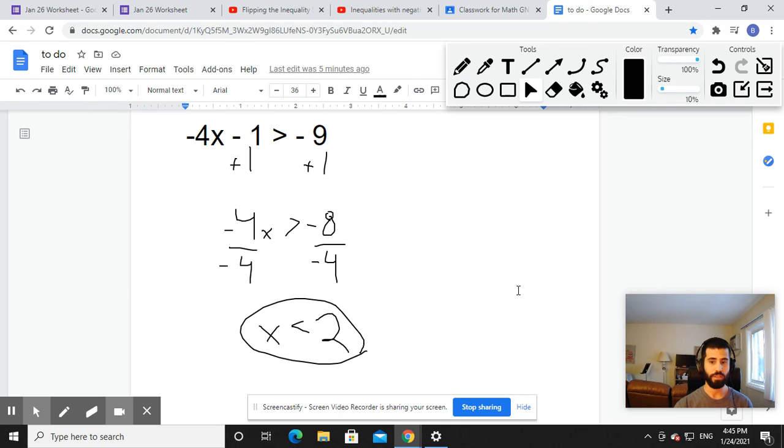So it's just like doing an equation, except if you divide or multiply by a negative at some point, you have to flip that sign. If you remember that, it's really like the same.